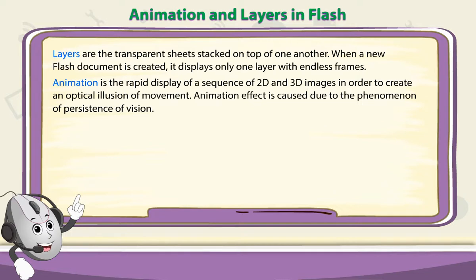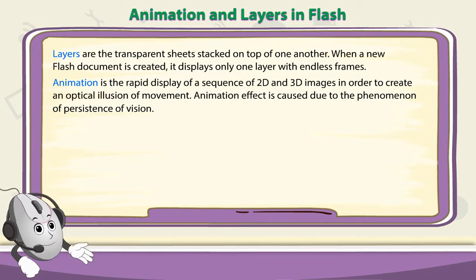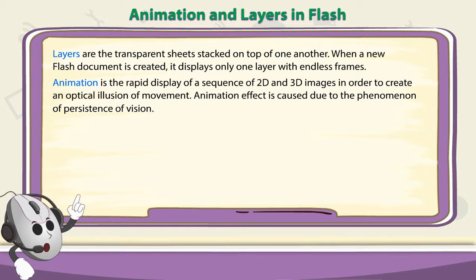Animation is the rapid display of a sequence of 2D and 3D images in order to create an optical illusion of movement. Animation effect is caused due to the phenomenon of persistence of vision.